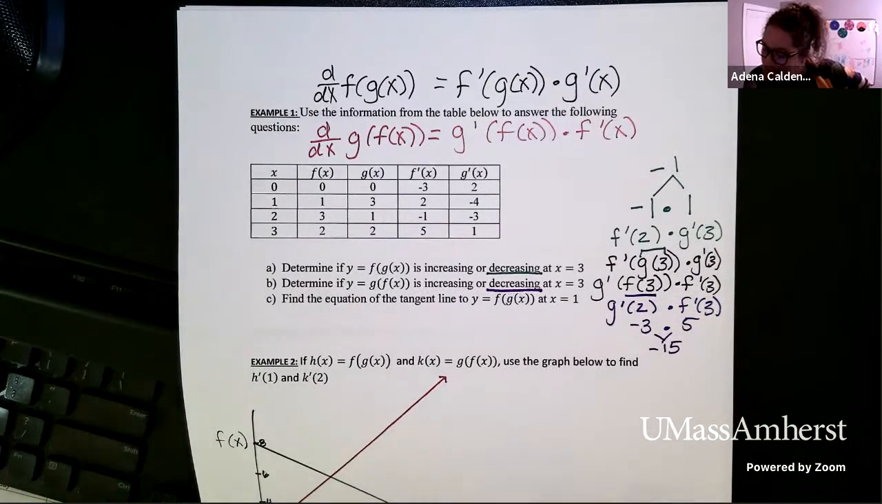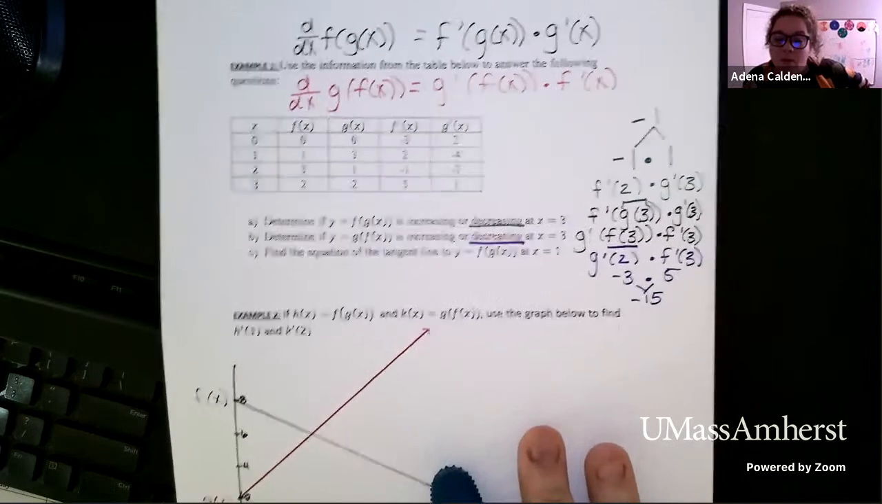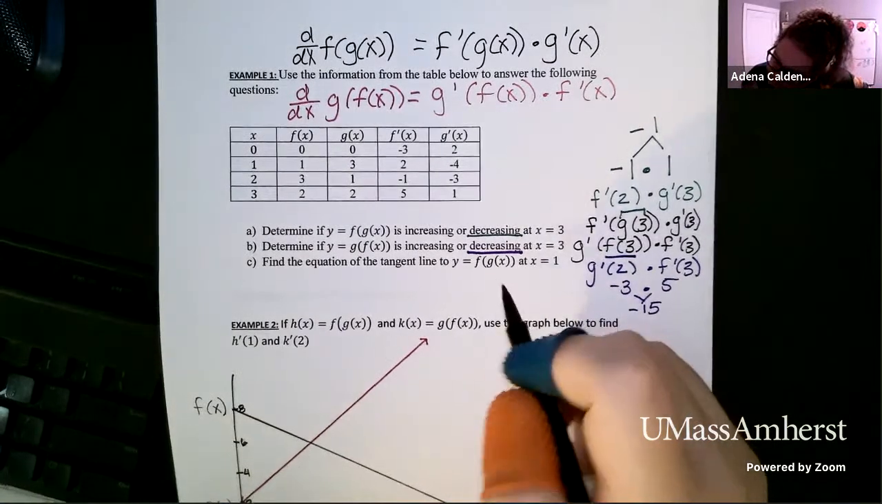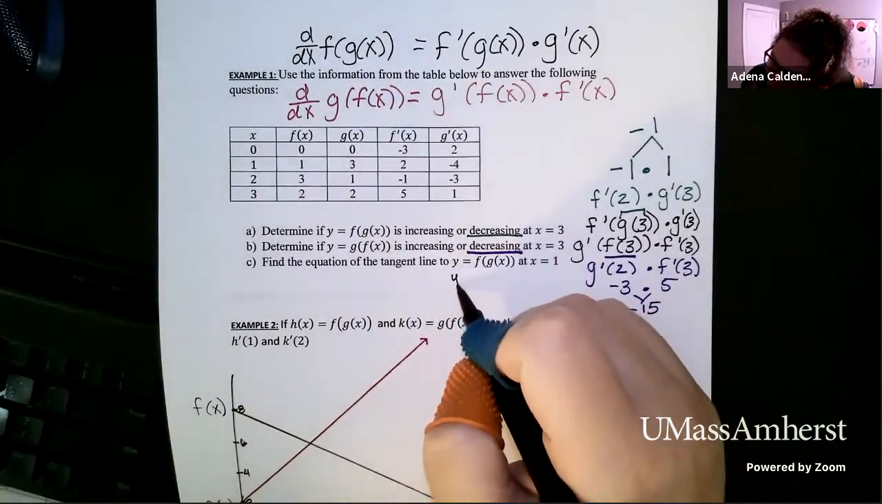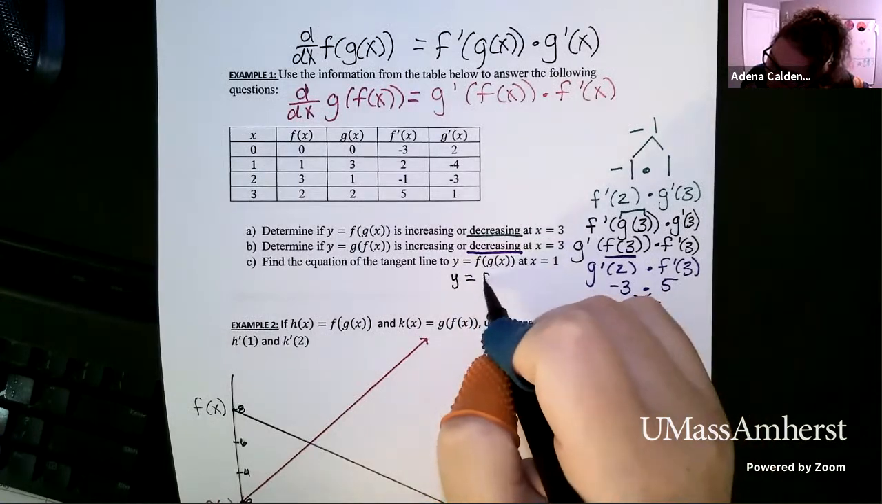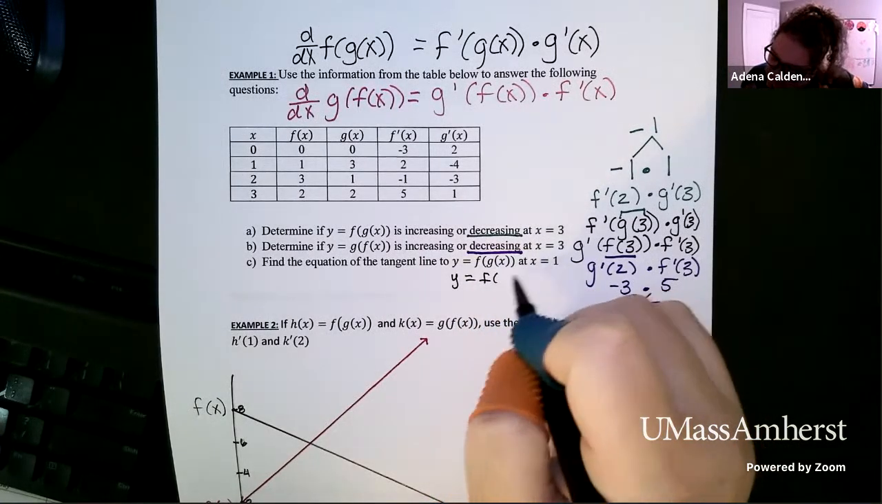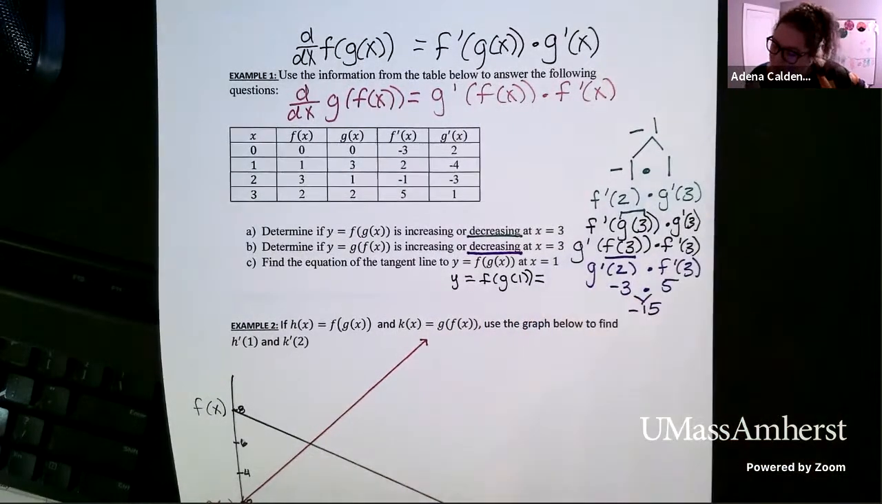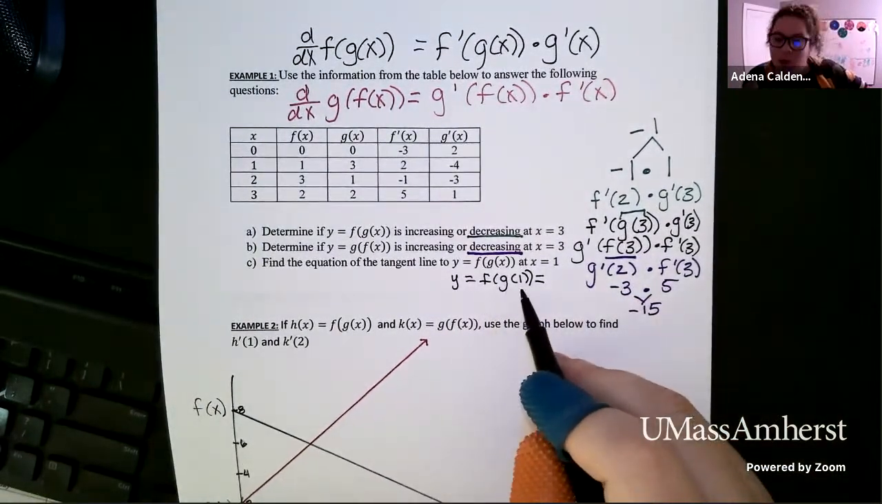Now for part C, we're looking to find the equation of the tangent line to f of g of x at x equals 1. And as a reminder, in order to find the equation of a tangent line, we need a point and a slope. So here, let's find the point. In order to find the point, remember, we're going to plug in the x value to get the corresponding y value. Okay, so y will be f of g of 1.